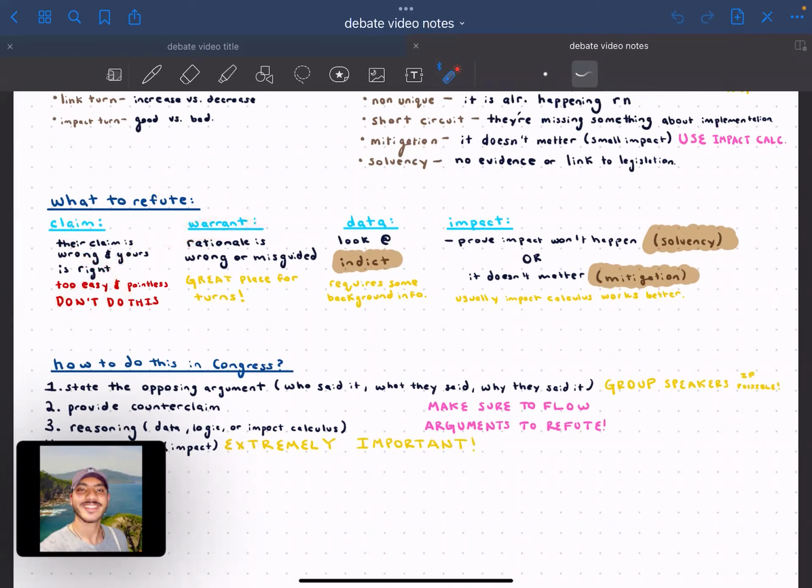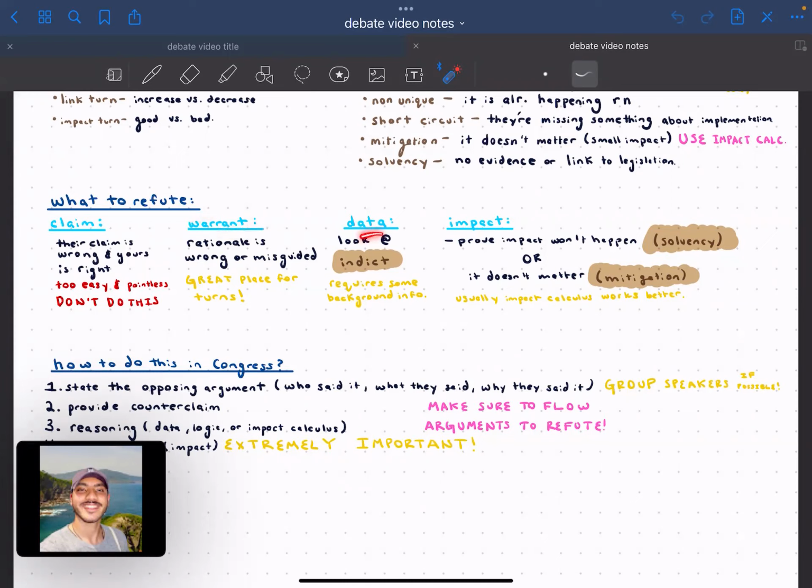Warrant, the logic behind their argument. The rationale is wrong or misguided. This is where you can turn, right? Because you're basically saying that the logic of their speech is wrong. So you can turn it as an offensive argument for your side. So this is a great place, the warrant.